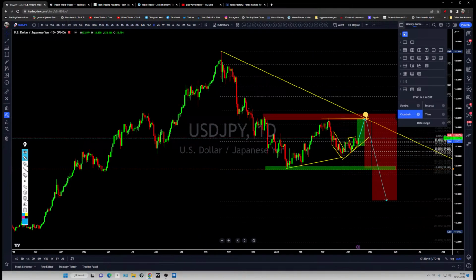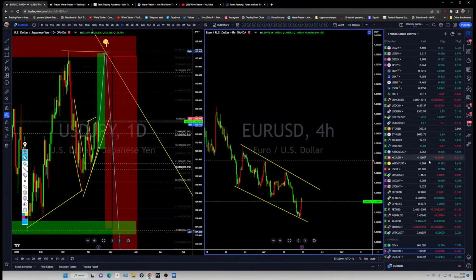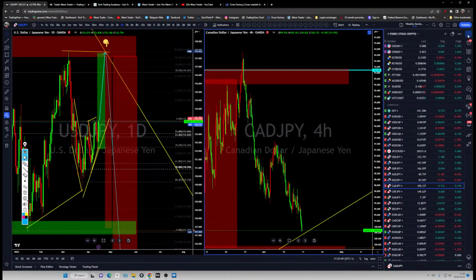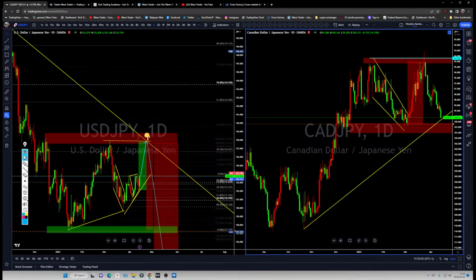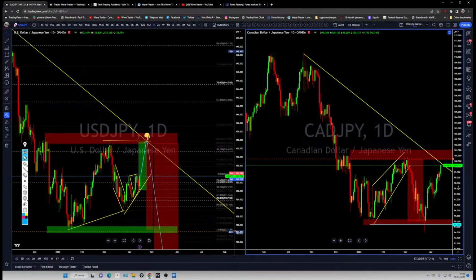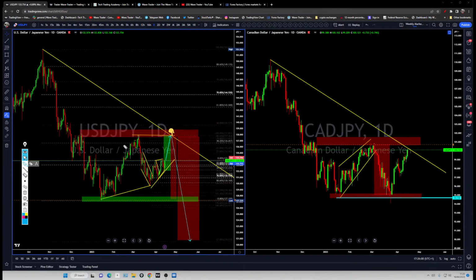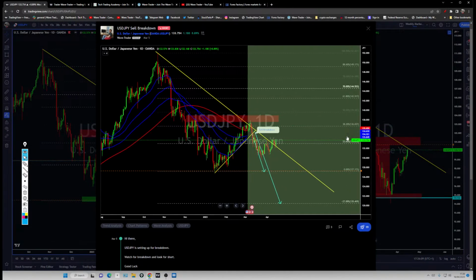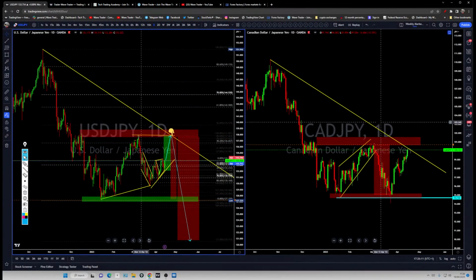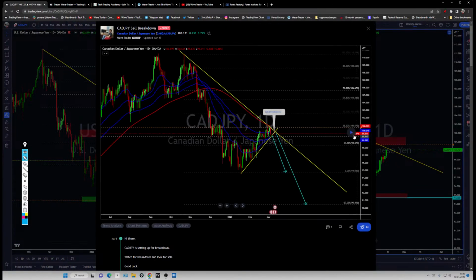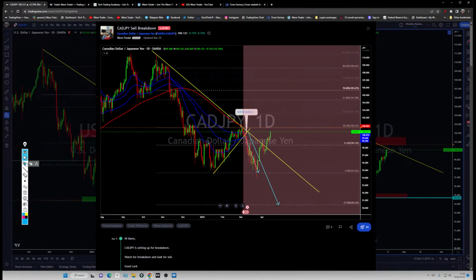If I pull out the CAD yen chart as well, you're going to get the idea. There we can see the CAD yen. Let's look at this sell opportunity on CAD yen. Dollar yen first of all also went lower. CAD yen also went lower. CAD yen slightly broke this previous low and then reversed, but dollar yen did not break that previous low.